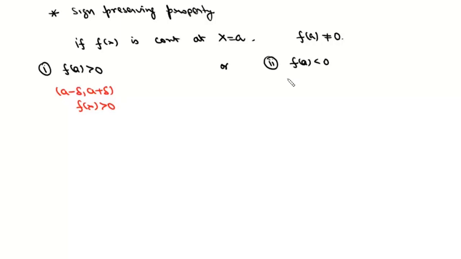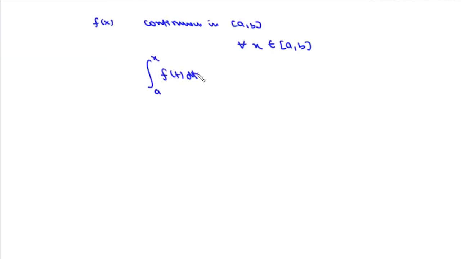In the same way, if f(a) is negative, then in the neighborhood of a, that is in the interval a minus delta to a plus delta, f(x) will be less than 0. Another important result in continuous functions is if we have a function f(x) which is continuous in closed interval [a, b], then for all x in this interval [a, b], the integral from a to x of f(t) dt will also be a continuous function.